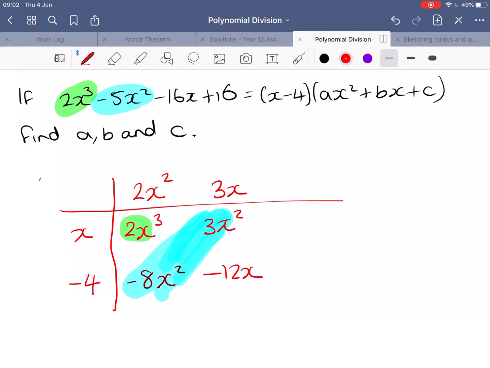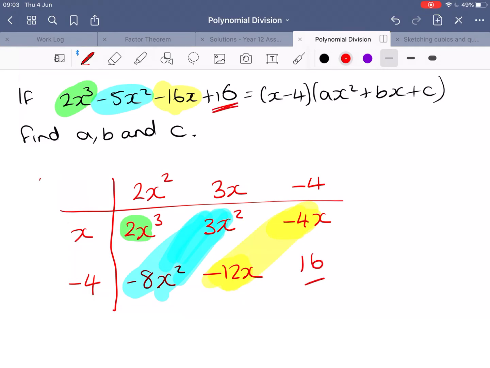Where do the x's come from? Well, they all come from here, because you've got this term and this term. And I want minus 16x's all together. So I need another minus 4x's. So when I put those two together, I get minus 16x's. So I get minus 4. And then I do minus 4 times minus 4 is 16.